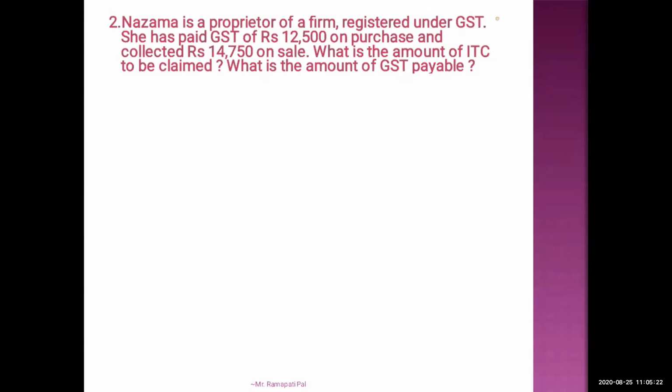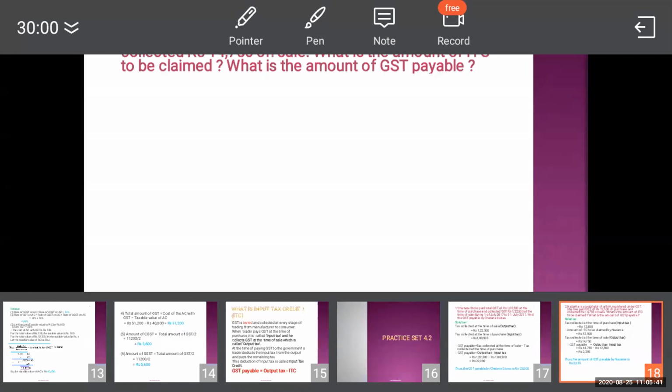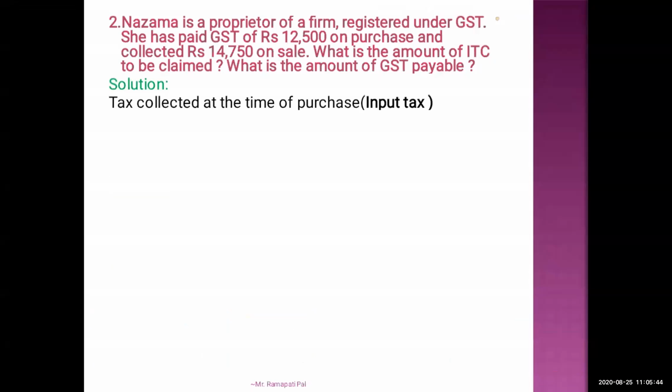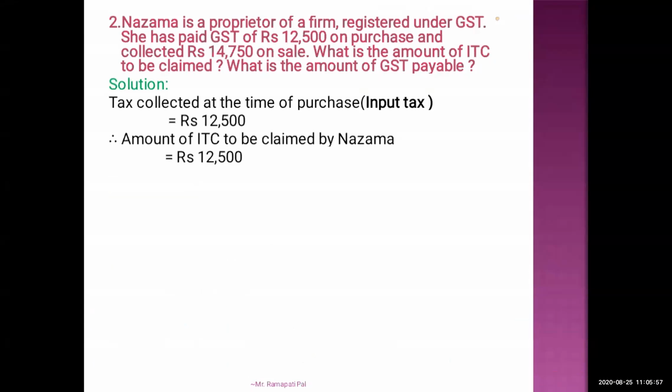GST payable first, so that I can show you the slide now. Yes, very good, Khushi. Now subtract it. Riya, subtract it fast. Yes, very good. Let's see. We know that the input tax, the tax collected at the time of purchase, is 12,500. So the amount of ITC to be claimed by Nazma is 12,500.